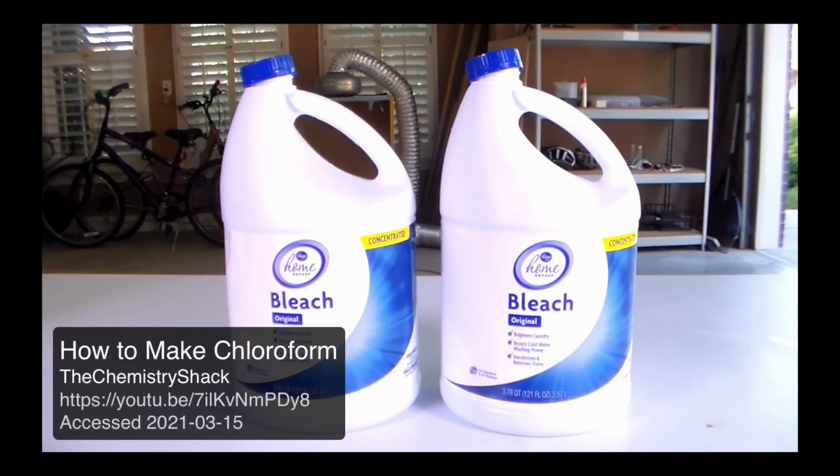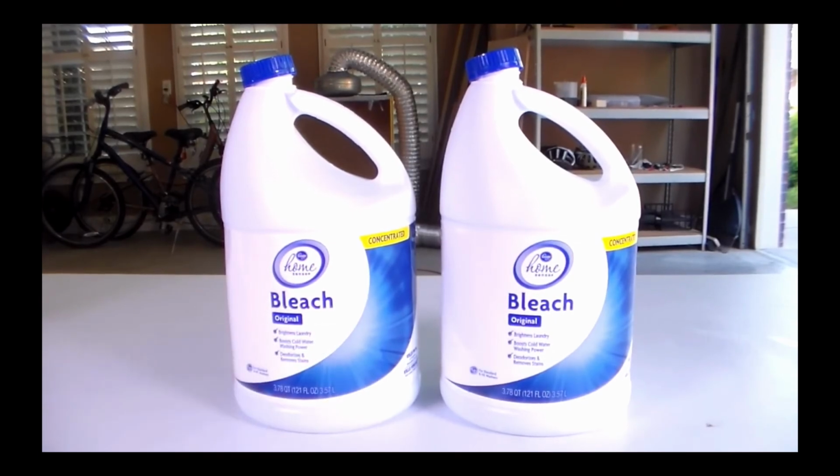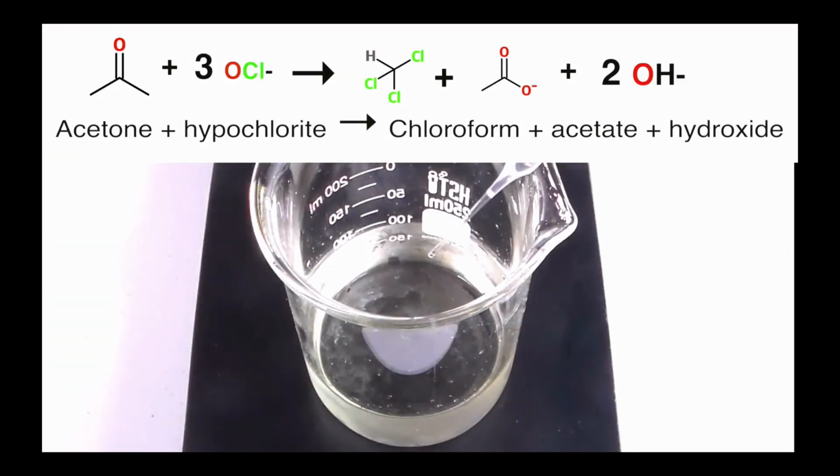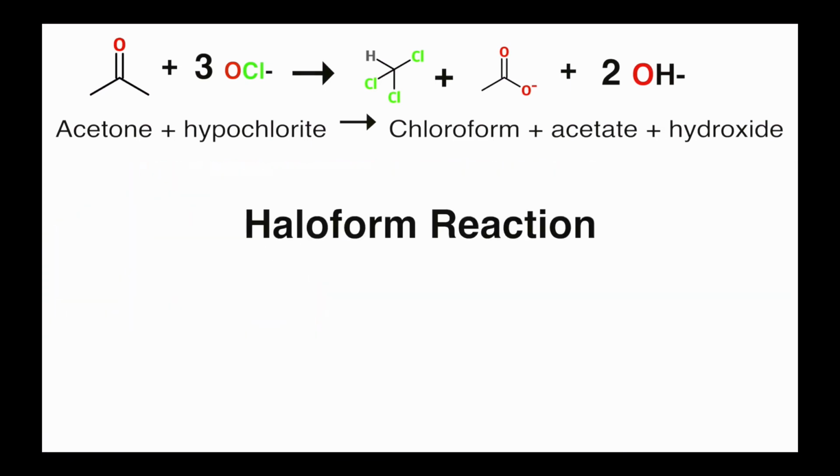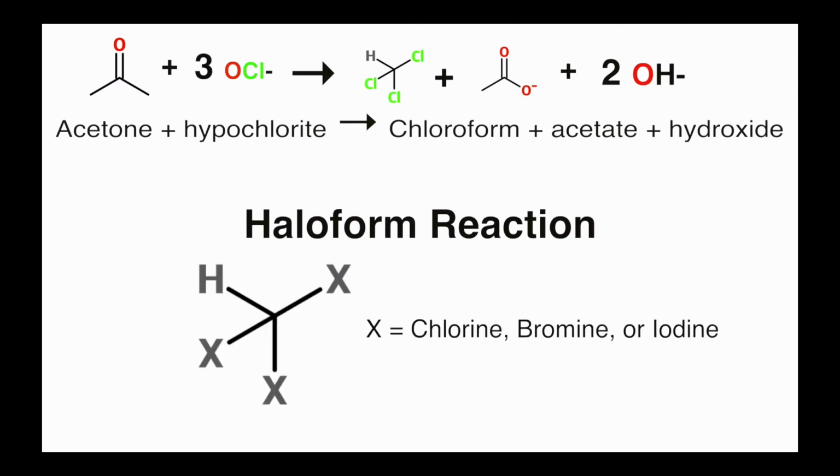While we wait for the reaction mixture to cool and for the chloroform to settle out, let's look at how this reaction works. In this reaction, 1 mole of acetone reacts with 3 moles of hypochlorite ions from the bleach. This produces chloroform, acetate, and hydroxide. This reaction is known as the haloform reaction because it produces a haloform, which is basically a methane molecule where 3 of the hydrogens have been replaced by a halogen.